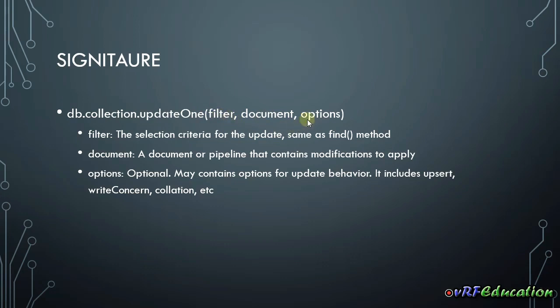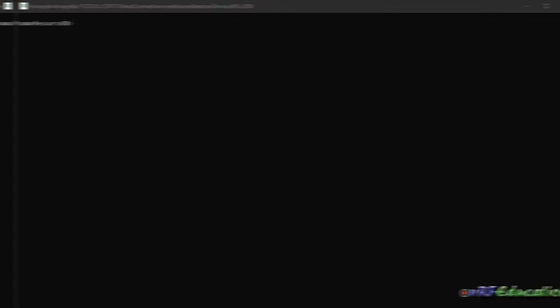And in the options, we can set some options such as write concerns, and I'm going to talk about write concerns in a separate session in future. And also we can set something very cool named upsert. It's very cool, and I'm going to talk about it very soon at the end of this session. So let's go to mongosh and see how the updateOne method works in practice.